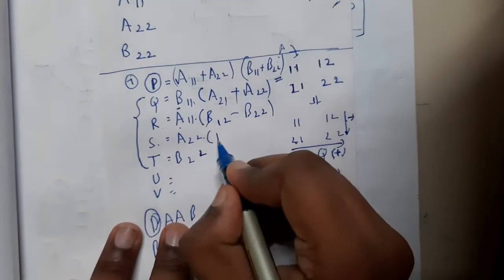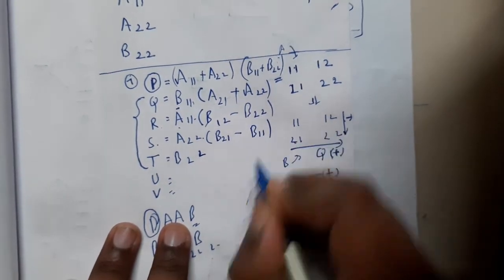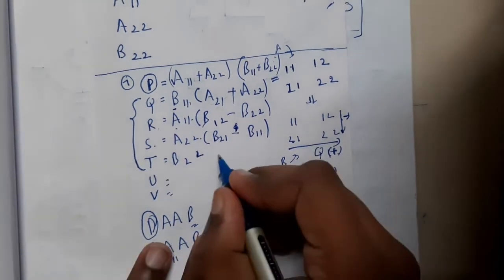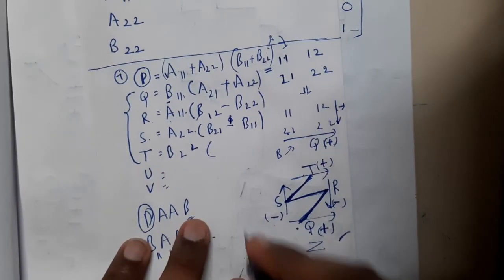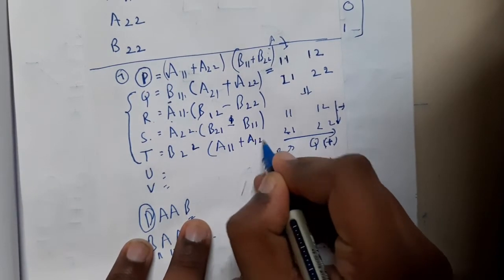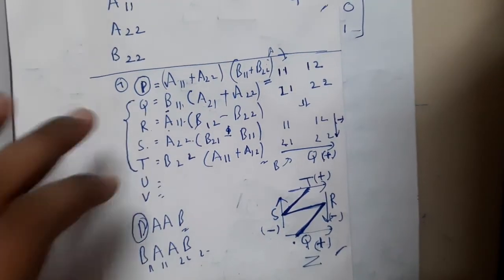So b21 minus b11. Sorry, it is plus, up by minus, right? It's upward, minus. Similarly b22. So again we are back to a11 plus a12. Okay, so I hope everyone got a clear idea on these 4 steps.